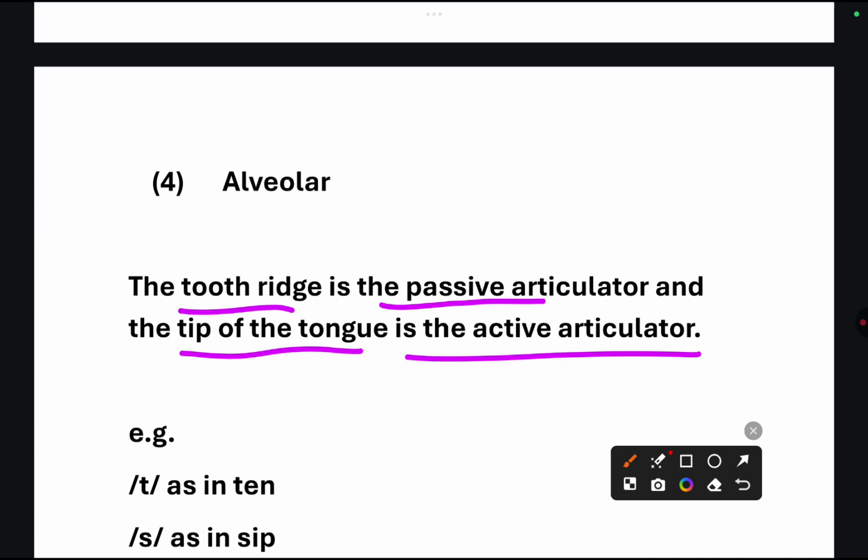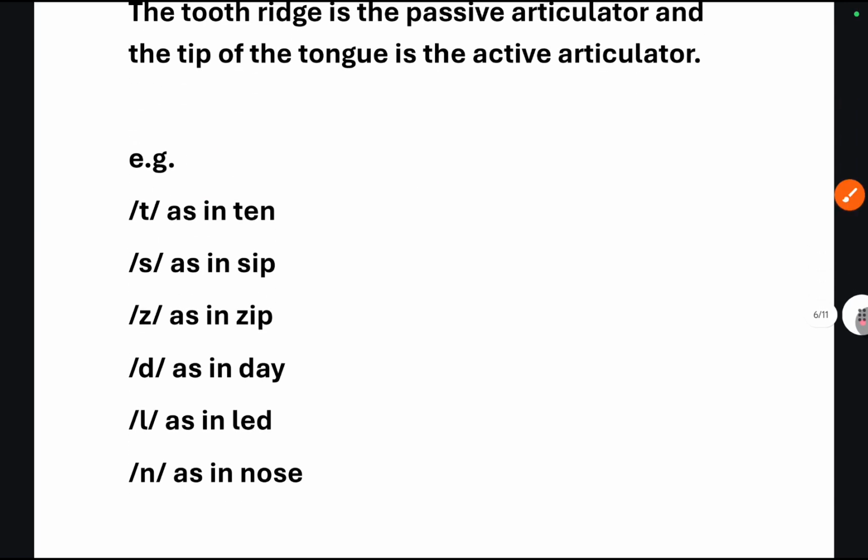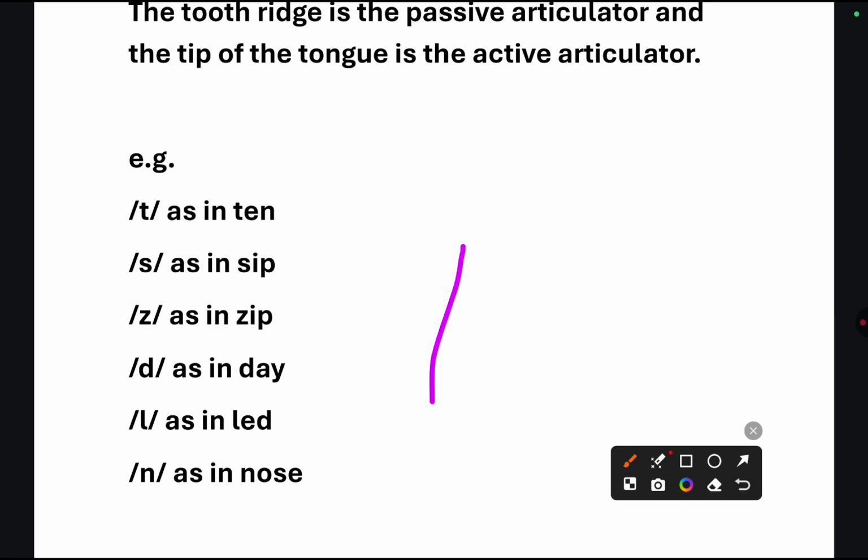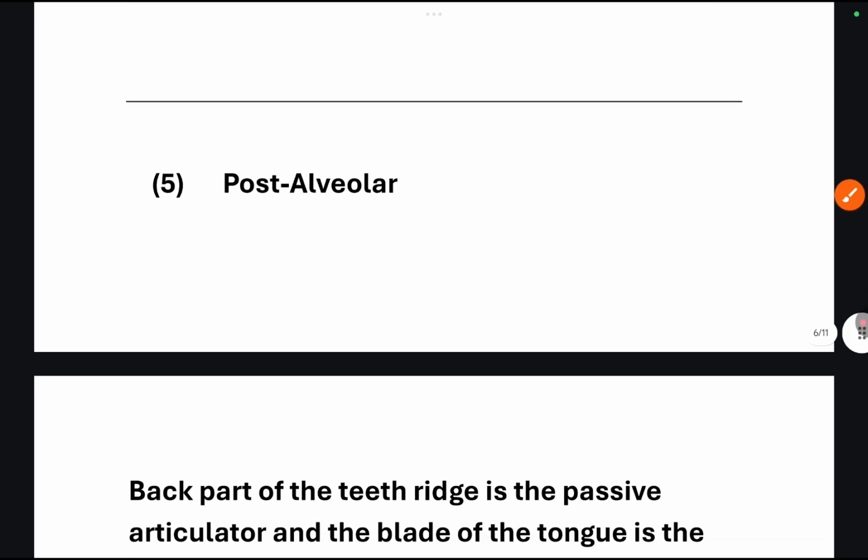Now pronounce this word: ten. The sound of 't'. Sip. You will come to know how the tooth ridge and the tip of the tongue are involved. Zip. Day. Lead. Nose. Now comes the next, that is post-alveolar.